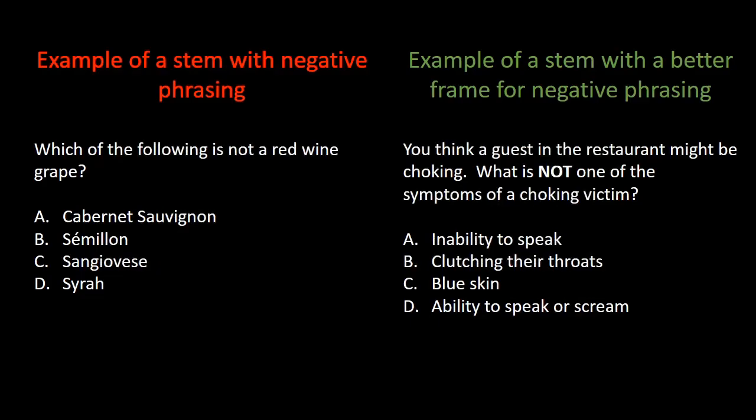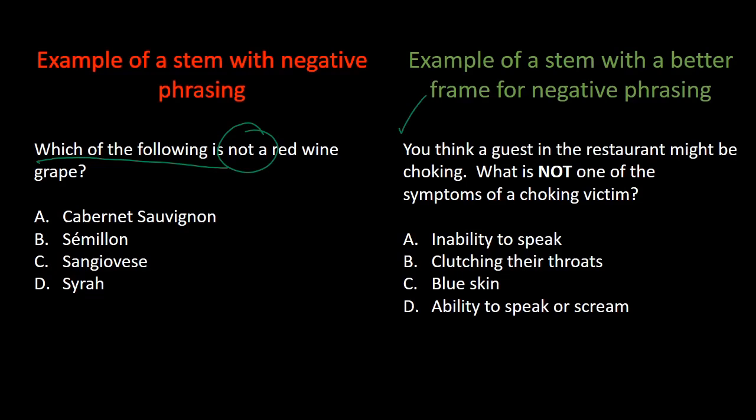In general, it is best to avoid writing questions with negative phrasing. On the left, we see a question. Which of the following is not a red wine grape? The content of this question can be restructured to avoid the negative phrasing. For example, to be able to differentiate between red and white grape varietals, the STEM could be, which grape is a white varietal?